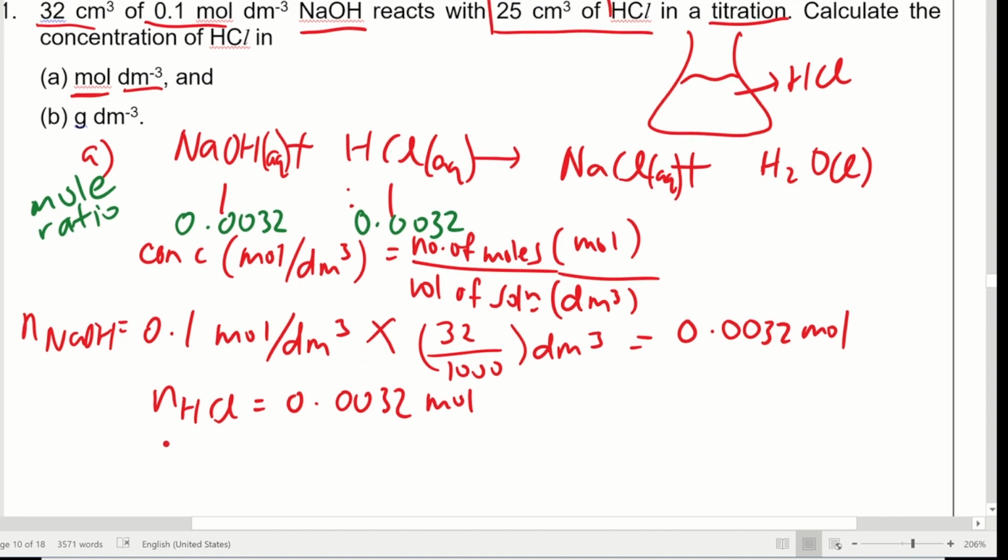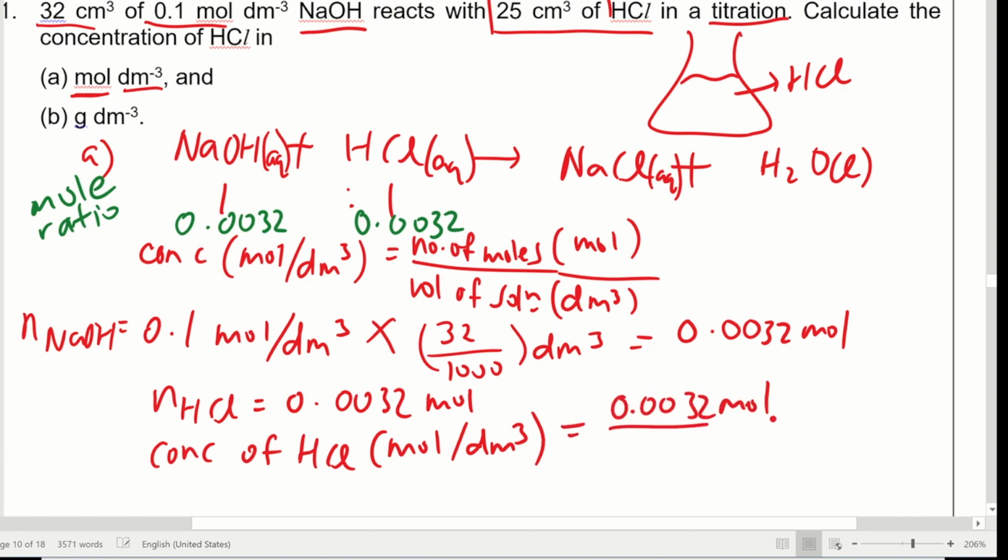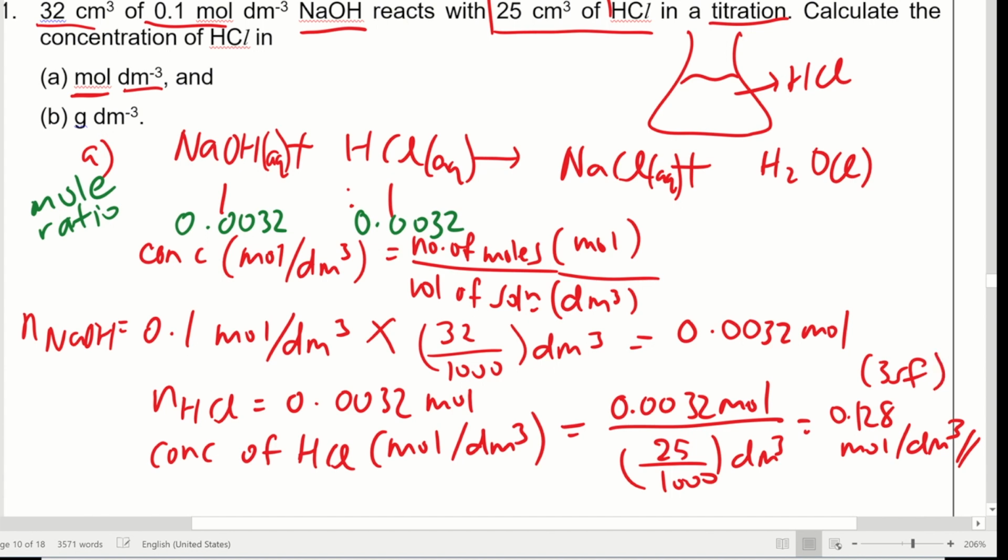So concentration of HCl in mole per dm³. My number of moles is 0.0032 moles. Volume of HCl is 25/1000 dm³. So if I use my calculator and key in, I'll get 0.128 mole per dm³ to 3SF. Okay, so this is my part A.